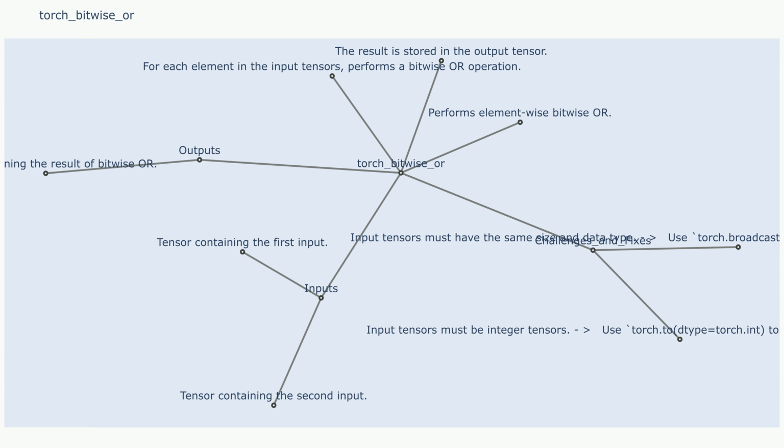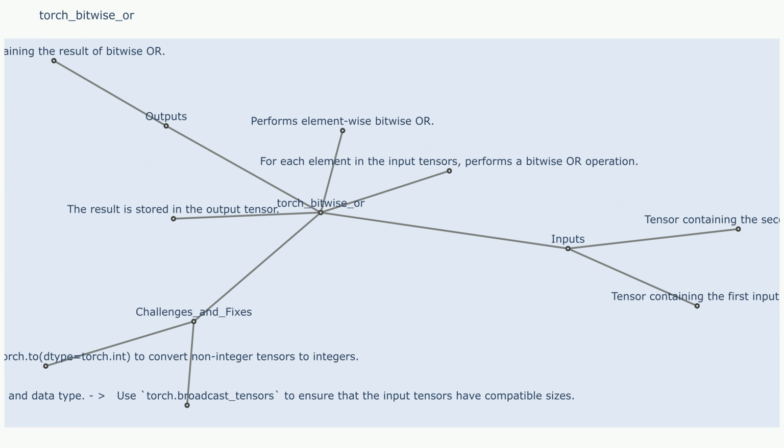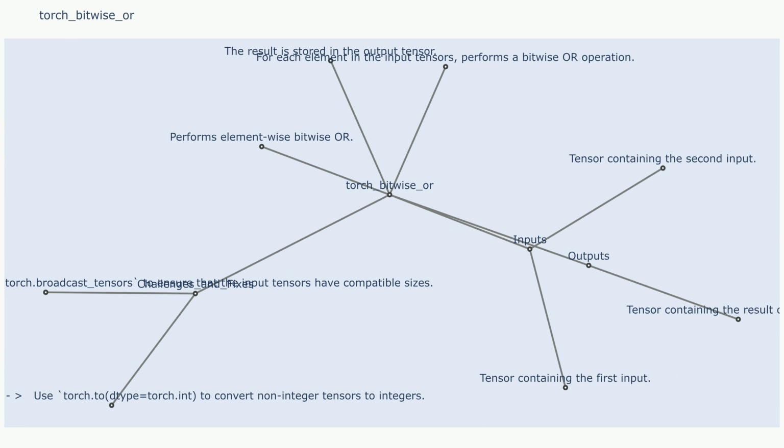Challenge 2: input tensors with different data types. The input tensors should have compatible data types. Sample use case that resulted in challenge 2: torch.bitwise_or(torch.tensor([1, 2, 3], dtype=torch.int64), torch.tensor([4, 5], dtype=torch.float32)). Fixes to challenge 2: cast both input tensors to a compatible data type before performing a bitwise OR operation.